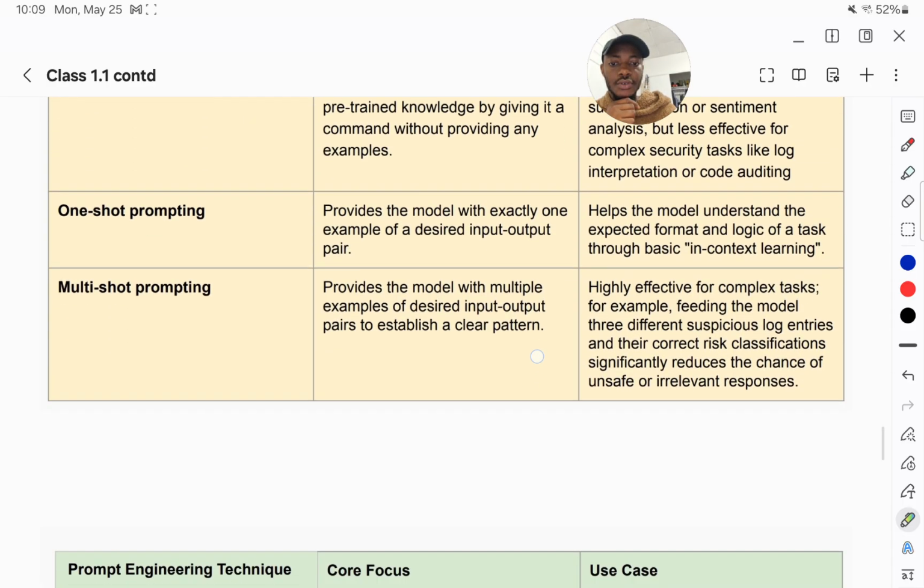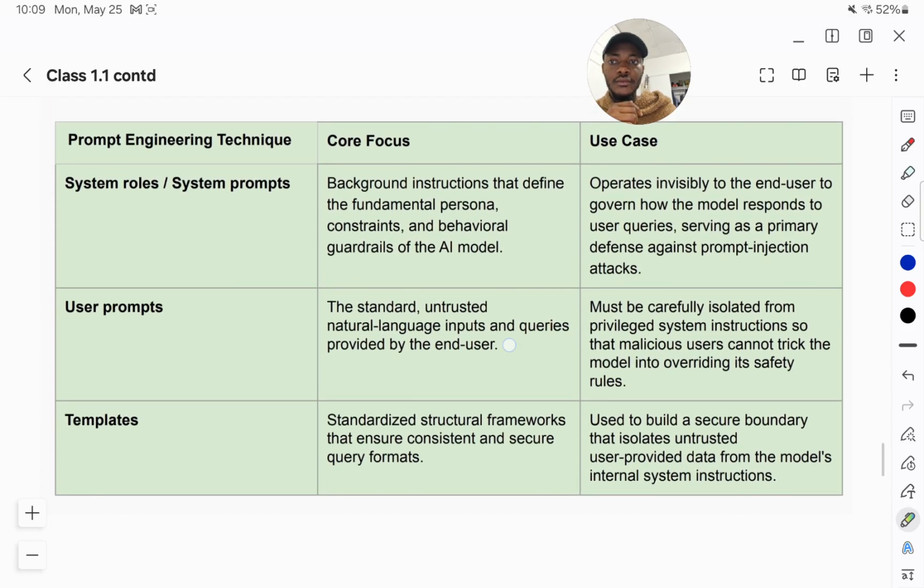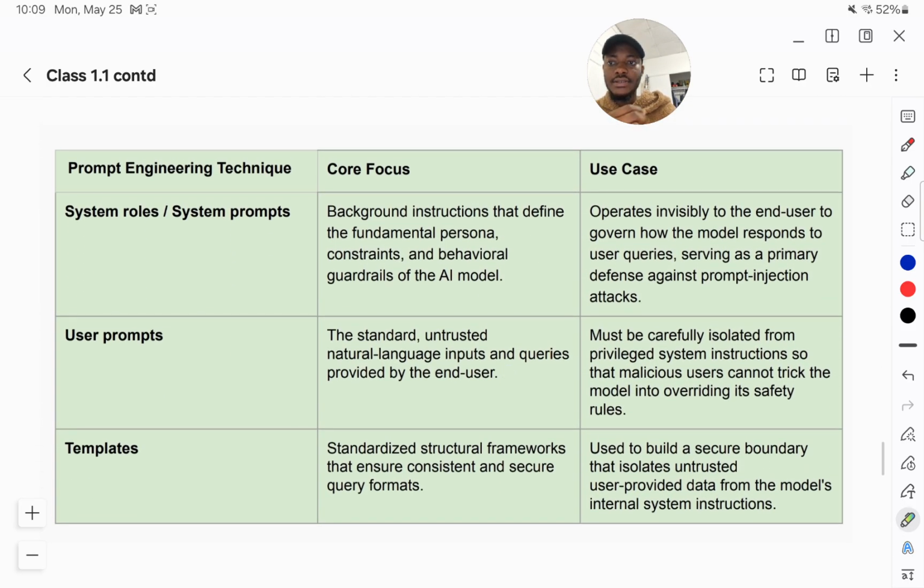Okay. Another type is system roles, or system prompts. The core focus here is that background instructions are used to define the fundamental persona, constraints, and behavioral guardrails of the AI model.